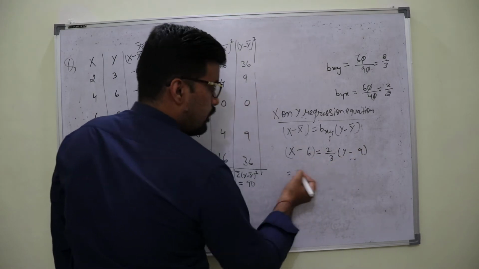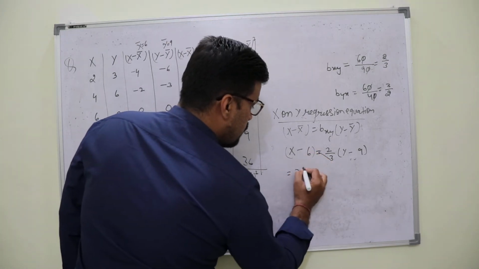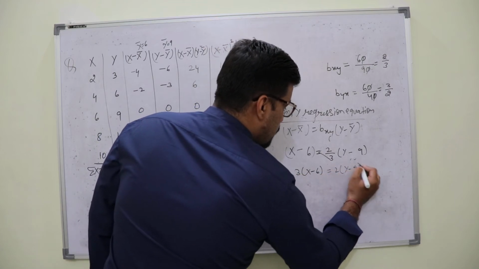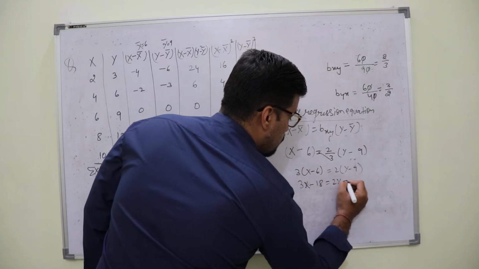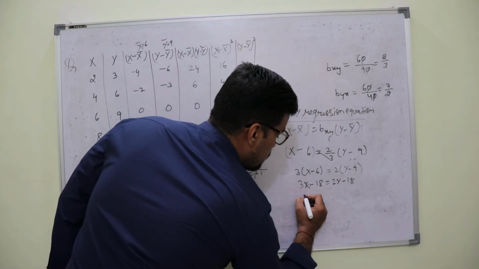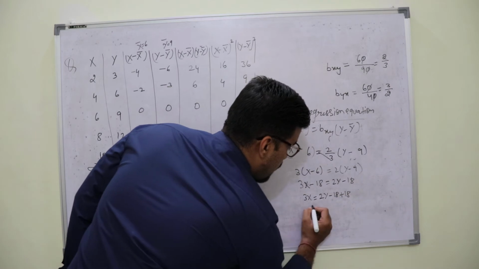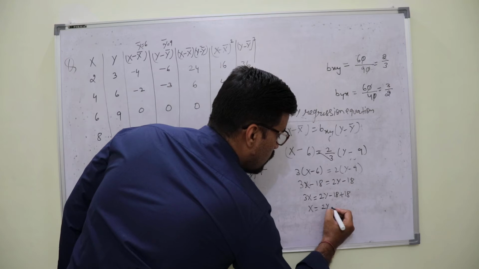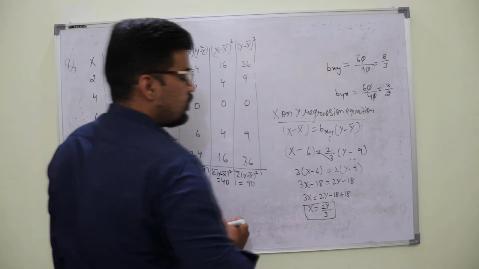Now we just need to solve it and simplify it. By cross multiplication, this 3 will come here: 3 into (x minus 6) is equal to 2 into (y minus 9). Now multiply this: 3x minus 18 is equal to 2y minus 18. So when we do the calculation, we'll get 3x is equal to 2y minus 18 plus 18, which is 0. So it is 2y, and dividing by 3, we get this equation as x is equal to 2y upon 3.